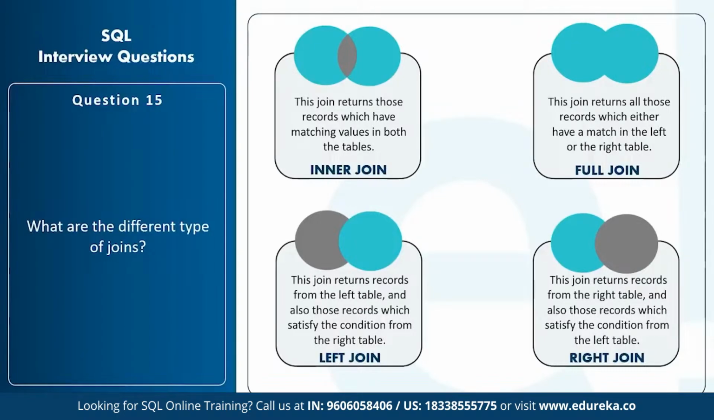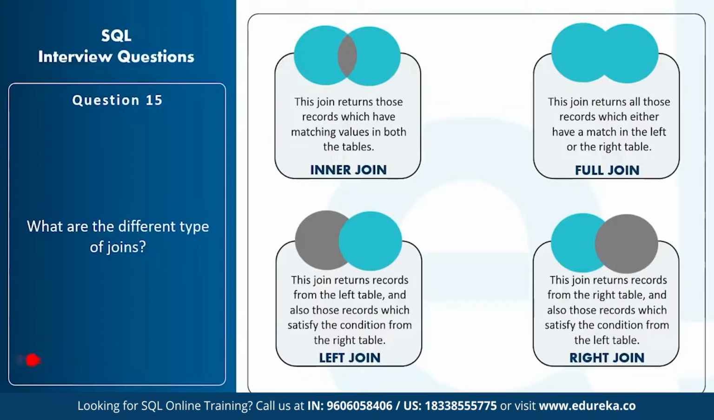Now talking about the full join, it returns all those records which have a matching value in either the left or the right table. Whenever you apply a full join on both of these tables, you'll get an output of all those records which have a match in either the left or the right table. Talking about the left join, it returns the records from the left table and also those records which satisfy the condition from the right table. So if you apply a left join to table A and table B, then the output would be all those records from the left table and the records from the right table which satisfy the specified condition.